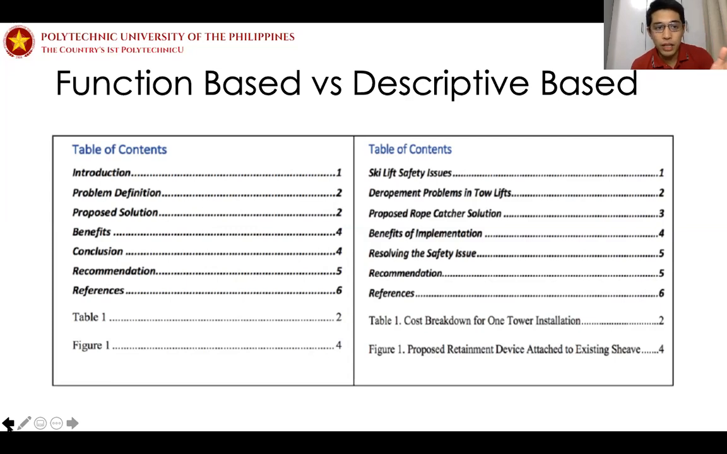If we try to look at function-based, we have problem definition, but in descriptive-based, it is titled as derailment problems in tow lifts. That makes the difference between what is functional and what is descriptive. And so when we try to use a thesis as an example, the chapters in the thesis are called function-based headings. They are not descriptive-based headings. However, the subheadings within the function-based headings of a thesis can be considered, in some situations, as descriptive-based subheadings. Okay?